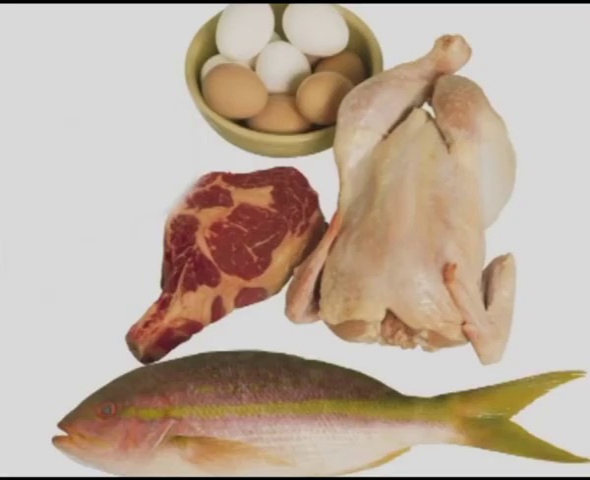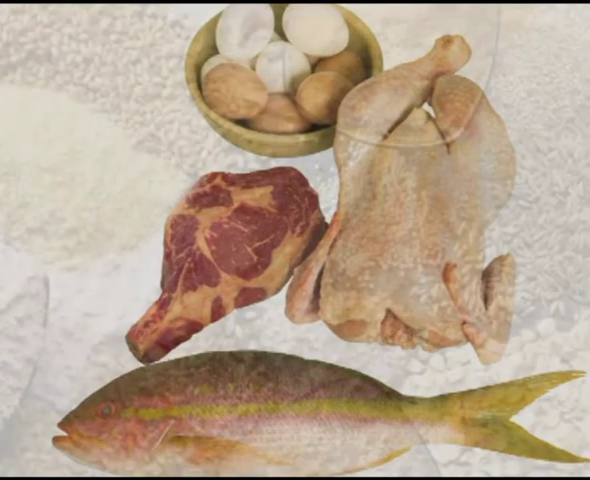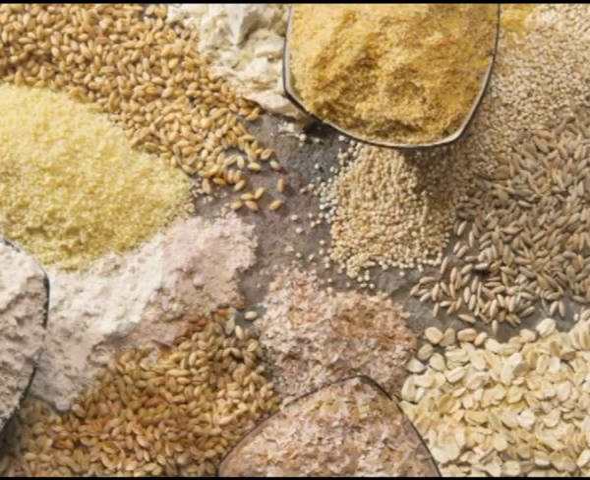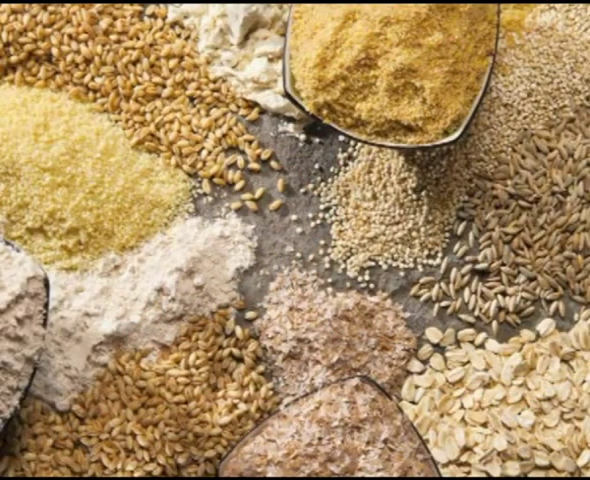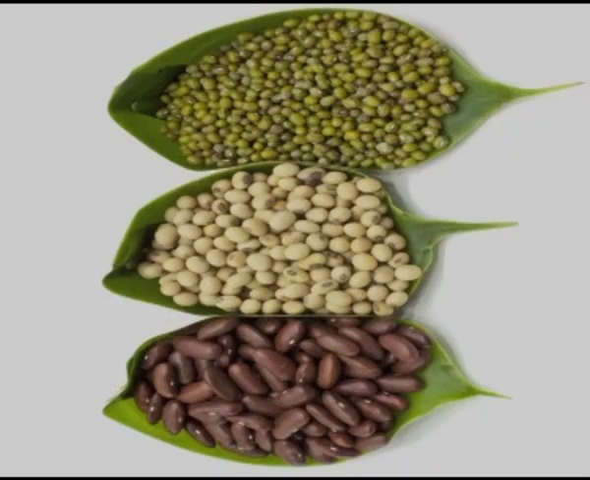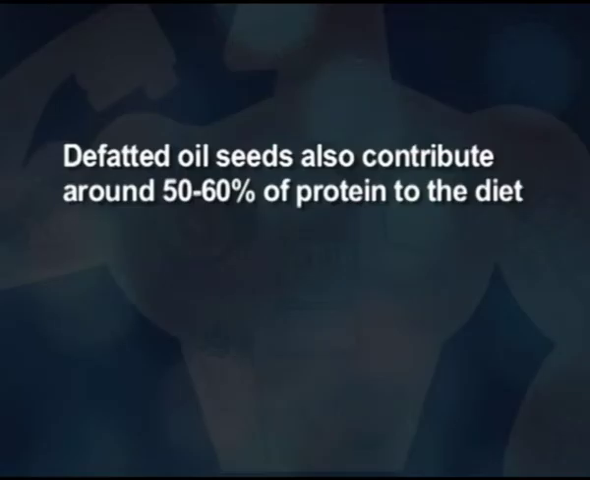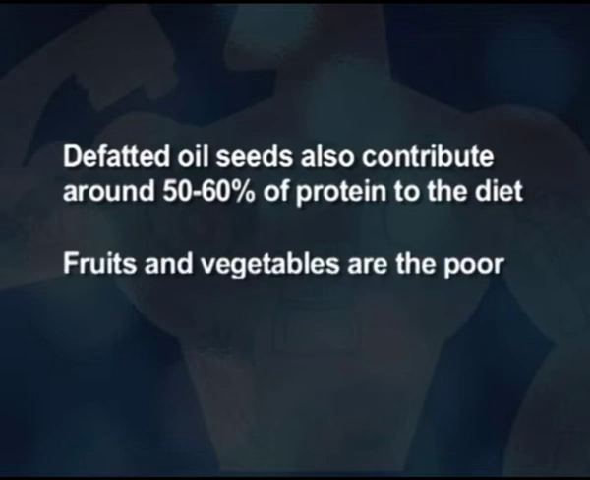Animal proteins include milk, meat, egg, fish, all of which found in nature are protein sources. And plant sources include pulses, cereals, beans and nuts. And soya bean is one of the richest sources of plant protein, which accounts for around 40% of protein in the diet. Defatted oil seeds also contribute around 50 to 60% of protein to the diet. Fruits and vegetables, if you look, are poor sources of proteins.